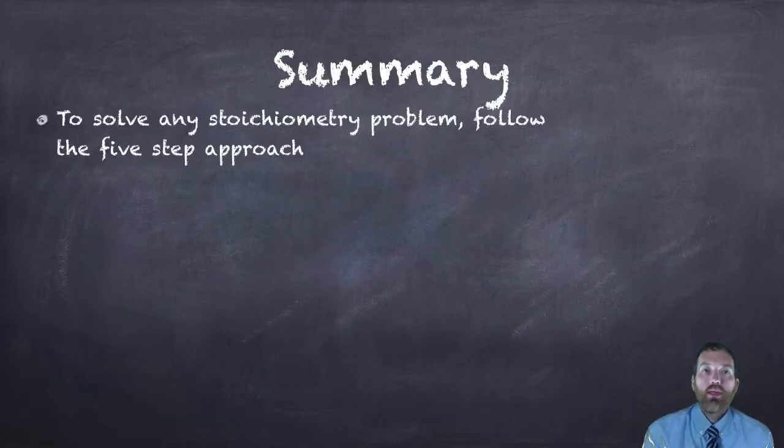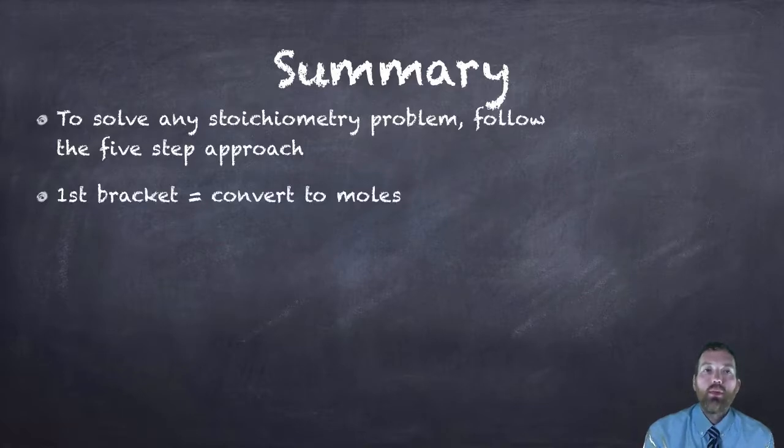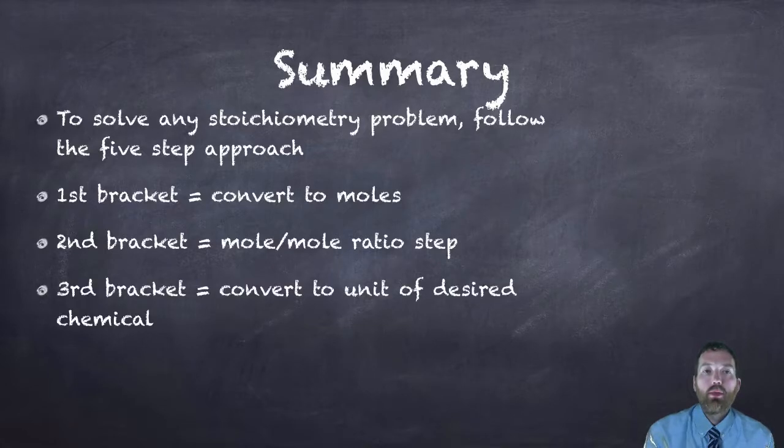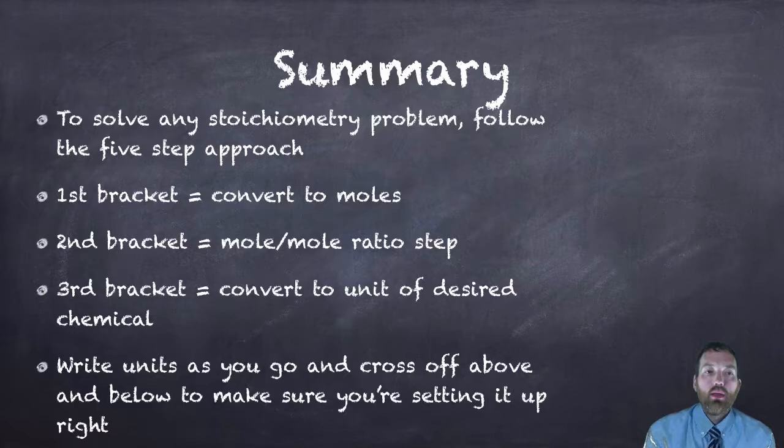Okay, so to solve any stoichiometric problem, follow the 5-step approach that we've learned. You need to start with a balanced equation, convert the given amount to moles, set up your mole-mole ratios, and then use them to convert to the moles of the desired chemical, and then your last step is to convert to the desired unit. The first bracket in any stoichiometric conversion is to convert to moles. Your second bracket is that mole-mole ratio step. The third one is to convert to the unit of the desired chemical.